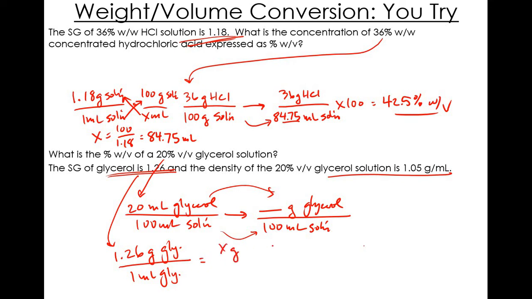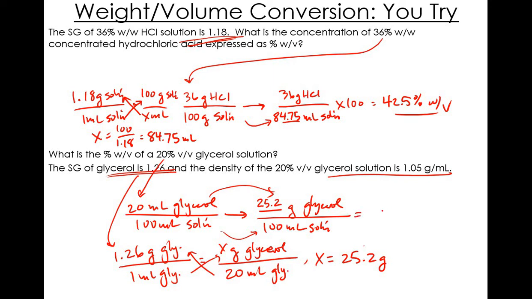How many grams of glycerol is 20 mils? So 20 times 1.26. And so X equals 25.2 grams of glycerol. So we'll put that up here, 25.2 grams of glycerol. That's already per 100, so that's our percent. You could divide it through and times it by 100, but either way, you get 25.2%, and it's now as a weight per volume.